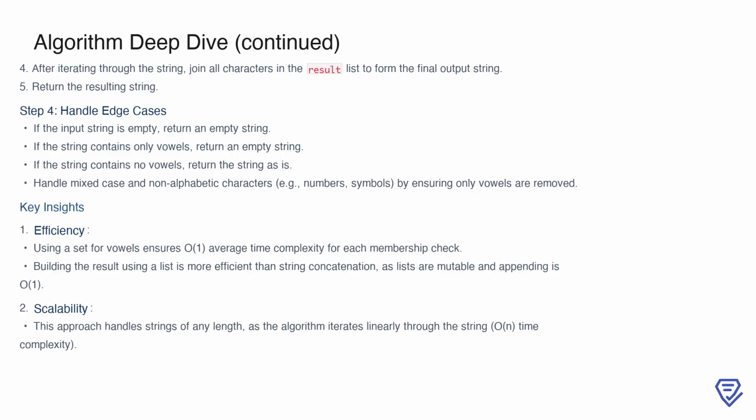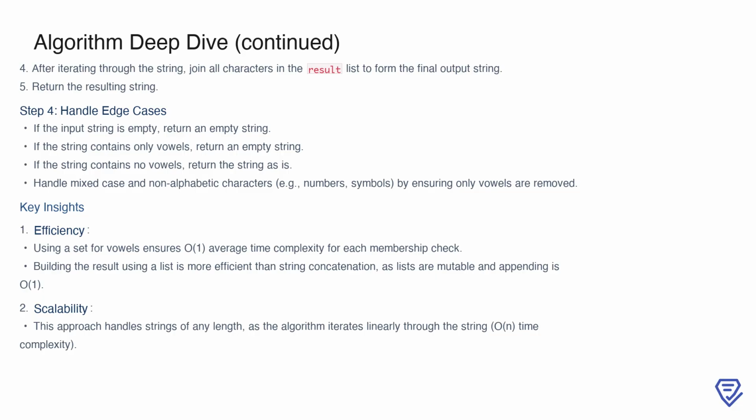Once the iteration is complete, we move to the final step of the process. All the non-vowel characters collected in the result list are joined together to form the final output string. This string is then returned as the result. A critical part of this algorithm is handling edge cases effectively. For instance, if the input string is empty, we should simply return an empty string. If the string contains only vowels, we return an empty string as well, since no characters remain after removing vowels. On the other hand, if the string contains no vowels at all, the algorithm should return the string unchanged.